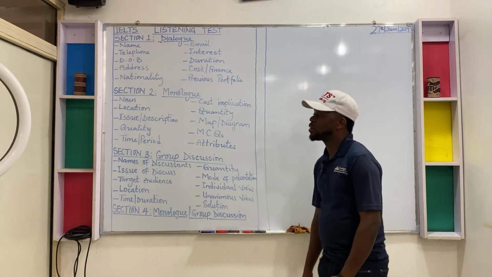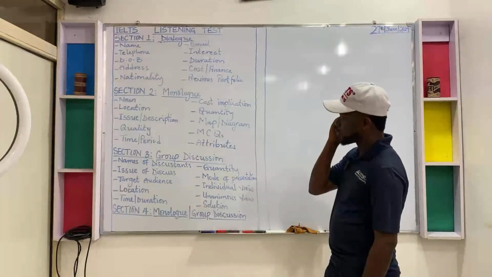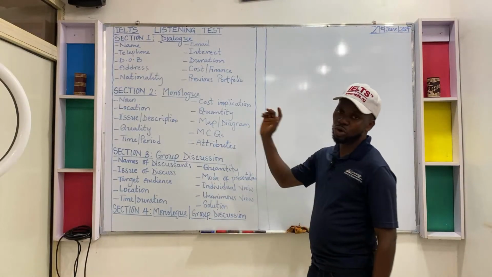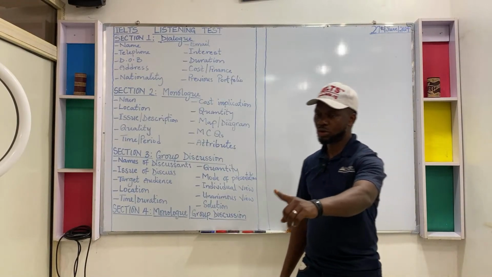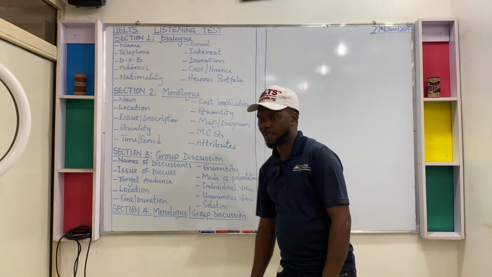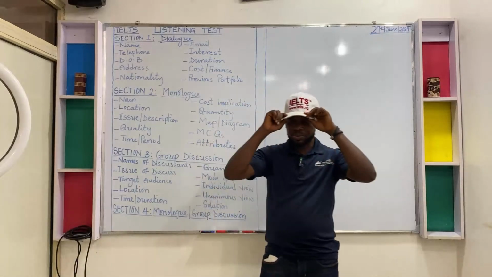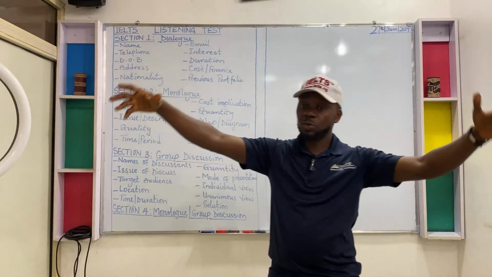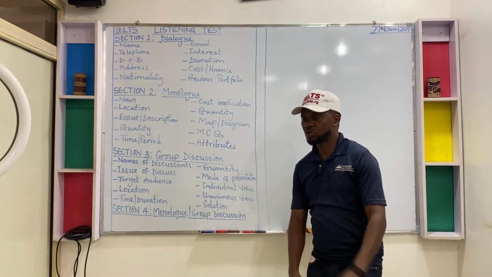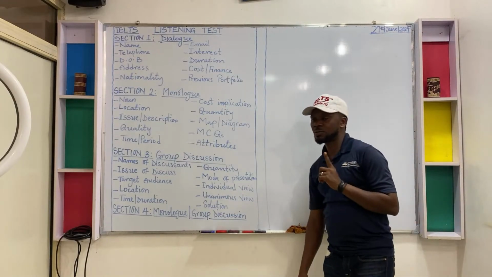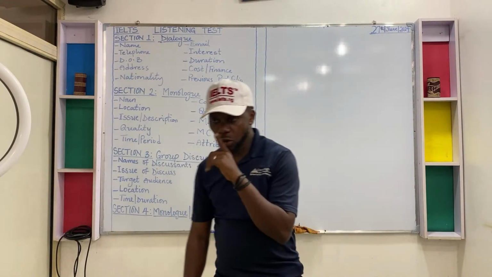Section 2. How do you tackle your section 2? Now, section 2, in most cases, is usually a monologue. I know what monologue is. When one person is giving a talk, when one person is delivering a speech, but there must be an audience. You must have people listening to whatever delivery or information you're passing across. So that's monologue, right? You need to understand that monologues are usually faster than dialogues.